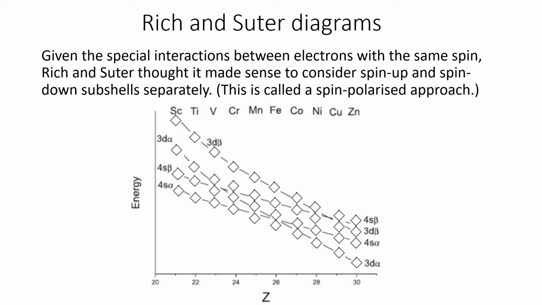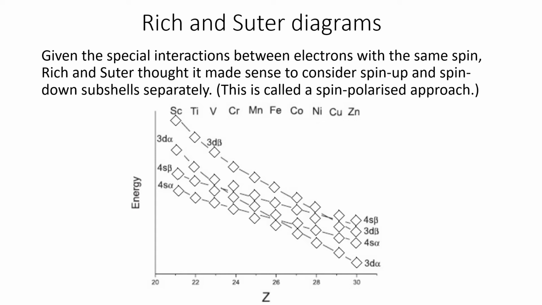Take scandium, for example, on the left-hand side, the first of the d block elements. Scandium has three electrons outside the argon noble gas configuration, and we fill them up from the bottom. The first electron goes into 4s alpha, because an s orbital can only take one spin up electron. The second electron goes up to 4s beta, where it has to be spin down. The third electron goes into the 3d alpha, spinning up in the 3d subshell. This is exactly what we normally see in the scandium electron configuration.